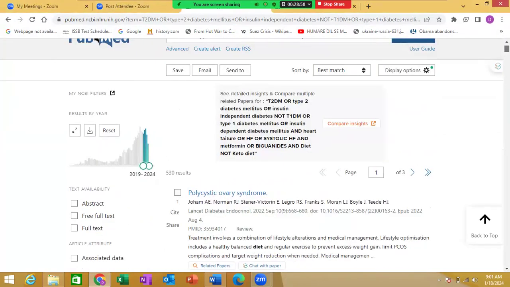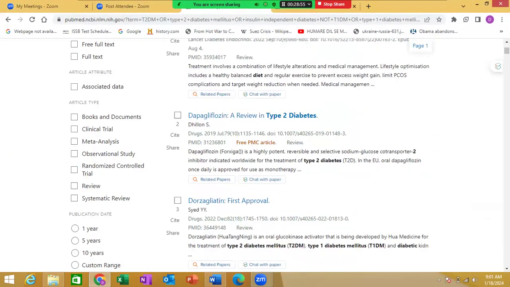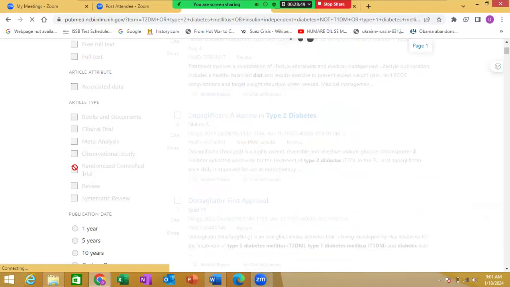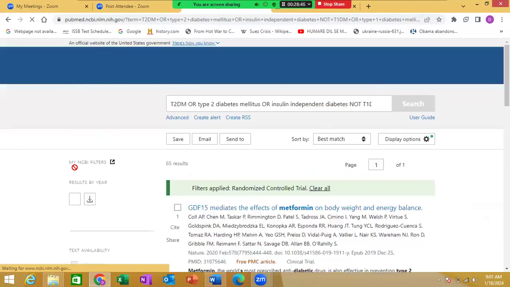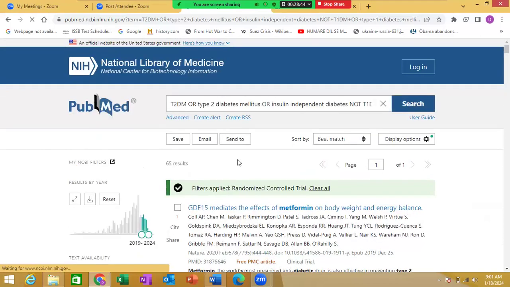For example, I will only work. I only need my RCTs. I need data on only RCTs. This was the data of everything: RCTs, reviews, systematic reviews, books, anything else.